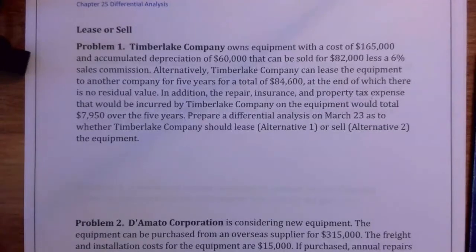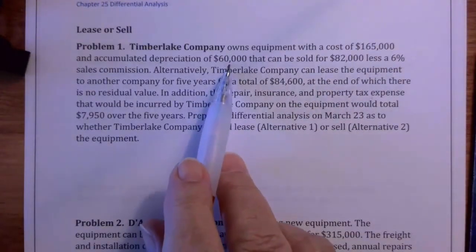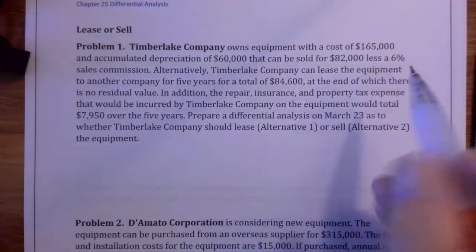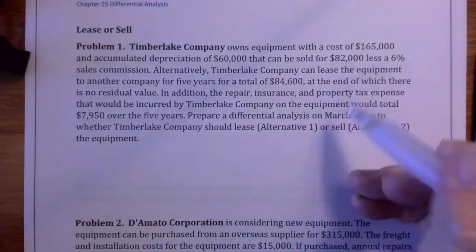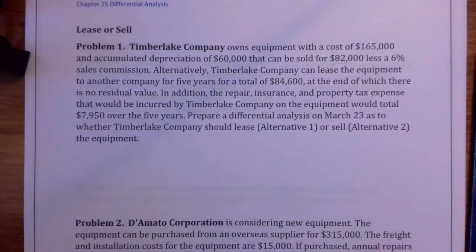Here's our first problem. Timberlake owns equipment with a cost of $165,000 and accumulated depreciation of $60,000 that can be sold for $82,000. So that's our first future item. We can sell it for $82,000, less a 6% sales commission.